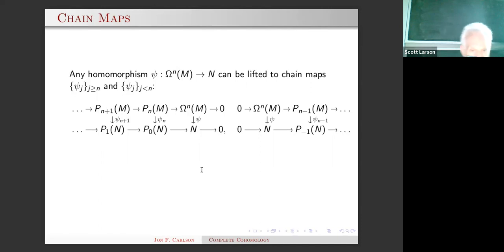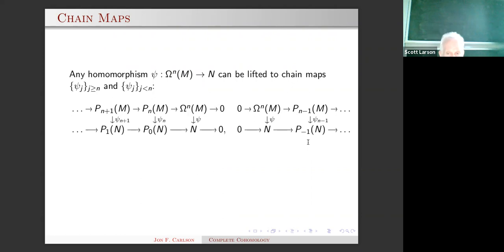On the left-hand side here, here's my psi from omega n of m to n. I lift it to a chain map from the projective resolution of M to a projective resolution of N, or a projective resolution of omega N of M. At the same time, if I've got an injective resolution of N, I can lift it from this injective resolution of omega N of M to an injective resolution of N.